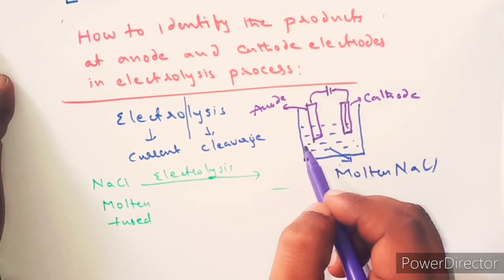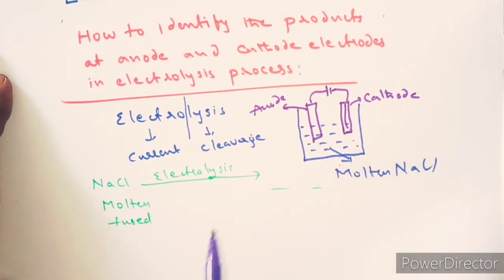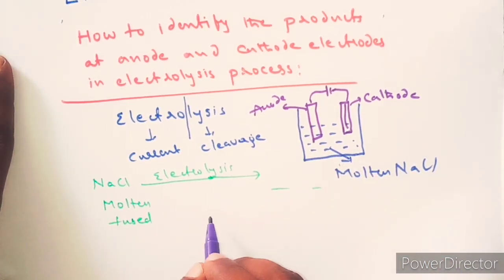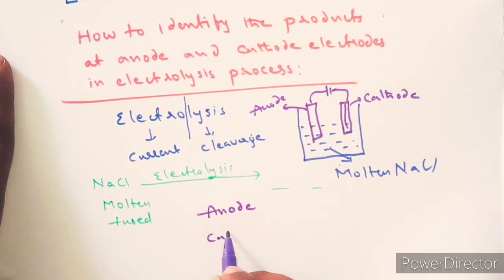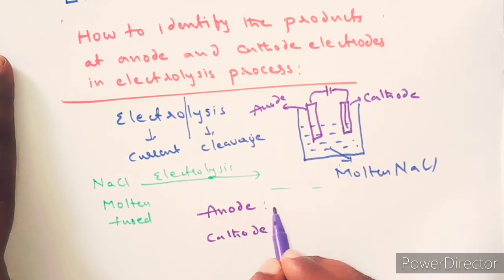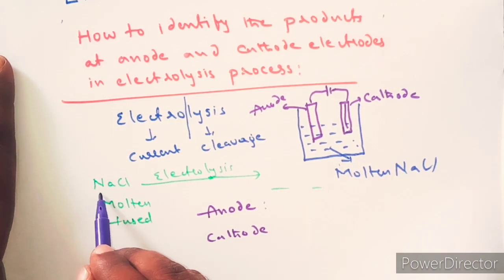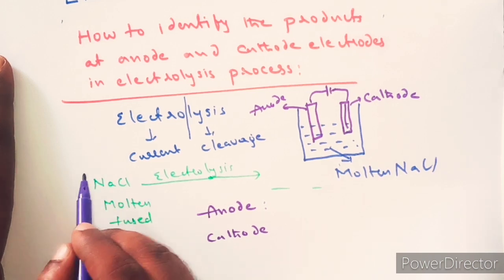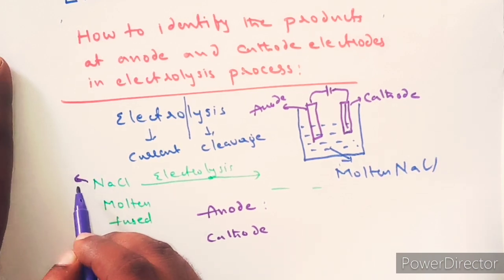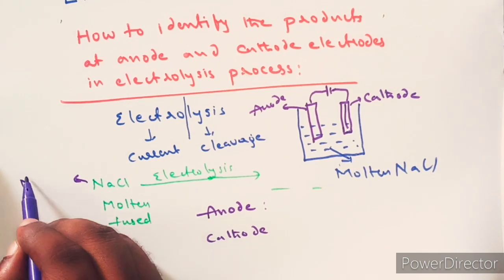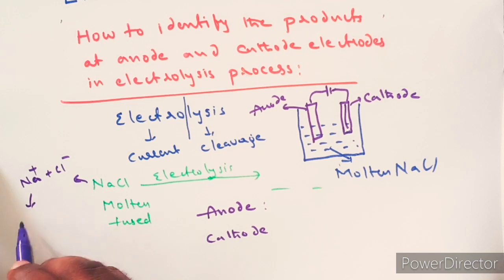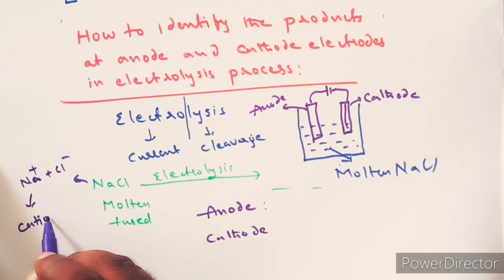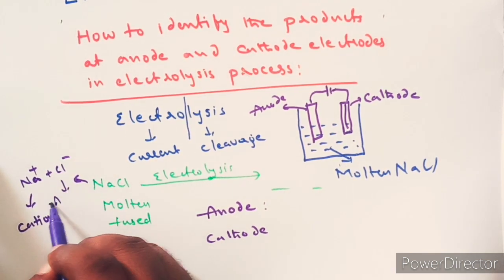What happens here, guys? Here are the two electrodes. What are the two electrodes? One is the anode electrode, and the other is the cathode electrode. Now the basic thing: here the electrolyte is sodium chloride. How will the sodium chloride be ionized here? Sodium chloride ionizes as sodium ion and chloride ion, where sodium ion is a cation and chloride ion is an anion.